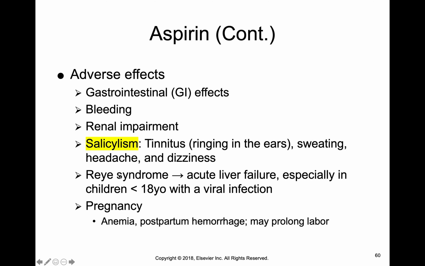It certainly can cause Reye syndrome, and Reye syndrome is an acute liver failure, and the patient population you want to really be concerned about is kids less than 18 years old, who have a concomitant viral infection or have had a viral infection in recent weeks. If you give them aspirin, there is a possibility that they can develop Reye syndrome and an acute liver failure. So for the most part, avoid aspirin in kids. And sometimes they do use it in pregnancy on purpose, but obviously because of these effects, it can cause anemia and hemorrhage.